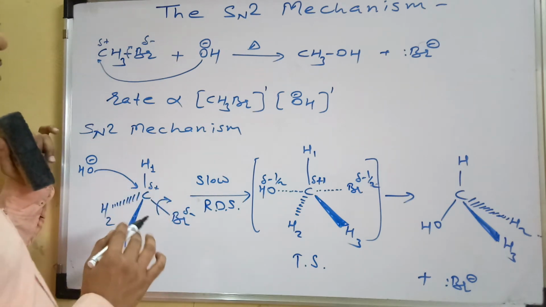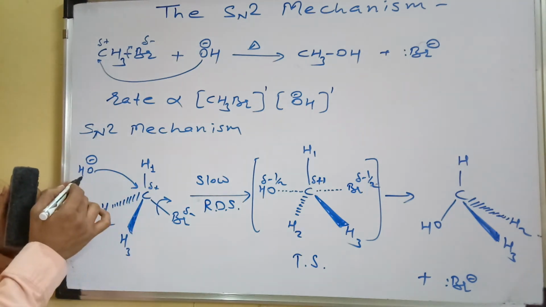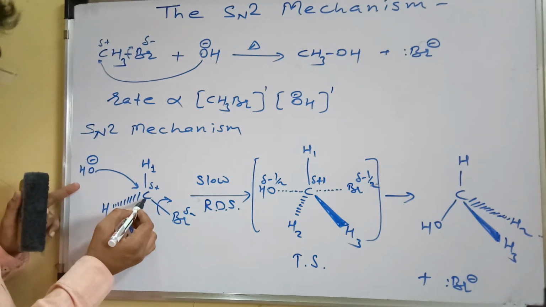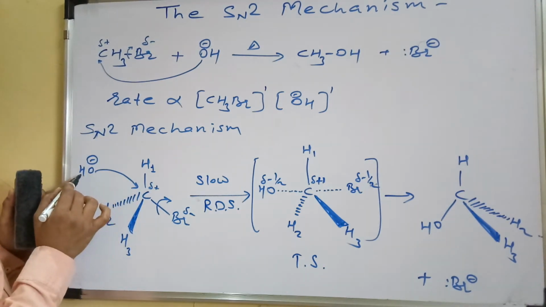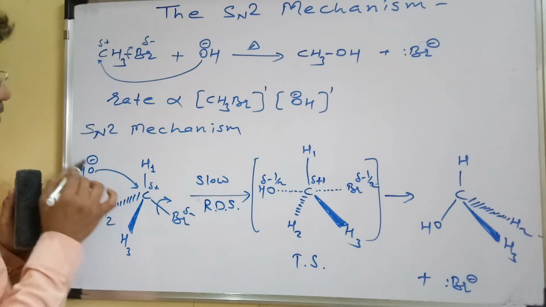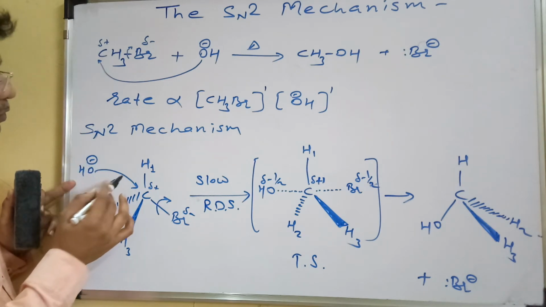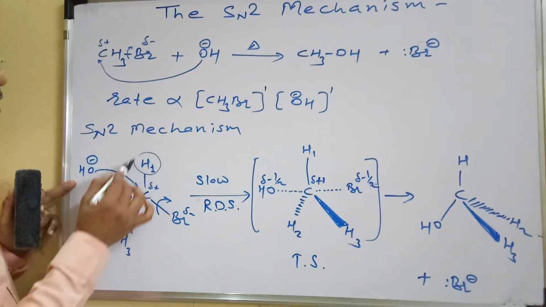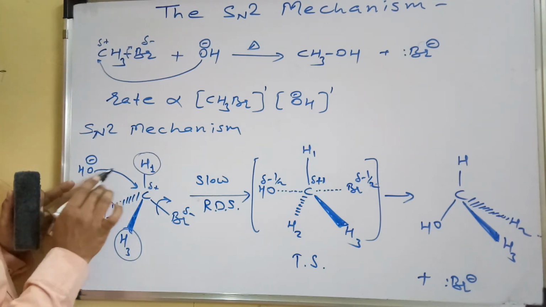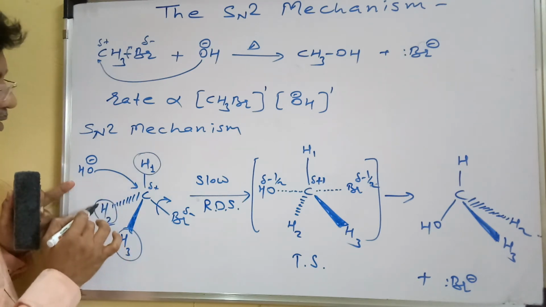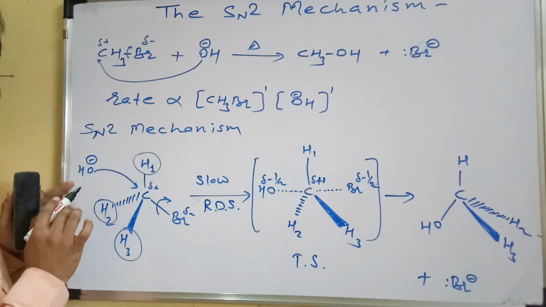The second salient feature of this reaction is that the attack of this OH on this carbon takes place from such a side from which the other group is the smallest group, that is, the attack with the least steric hindrance. This group has a very small size, and that's why it has less steric hindrance.